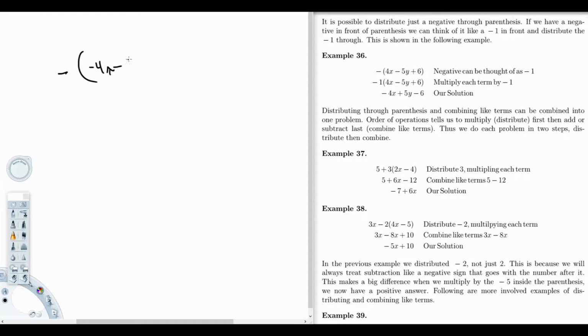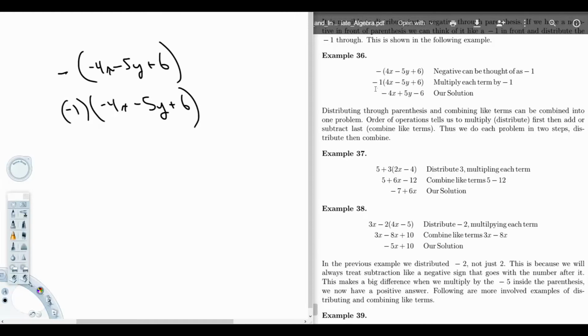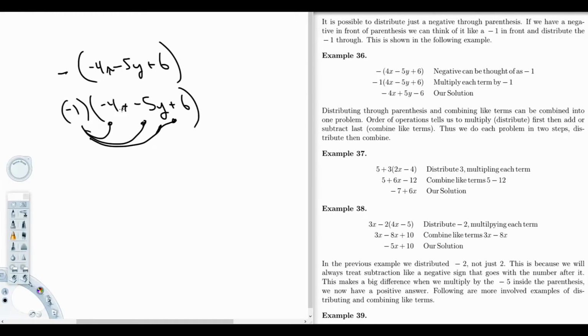Minus 4x minus 5y plus 6. Now, when you see this minus sign, what they're really saying is minus 1 times minus 4x minus 5y plus 6. I'm writing it differently to show you that it means the same. If you see here, they didn't put any parentheses around the 1, but that's what it means. So you're going to distribute. Just bring down the x. Minus 1 times minus 4 is 4. And then let's bring down the y. Minus 1 times minus 5 is positive 5. Minus 1 times plus 6 is minus 6. And that should be our solution.